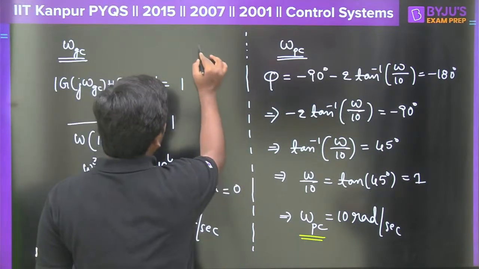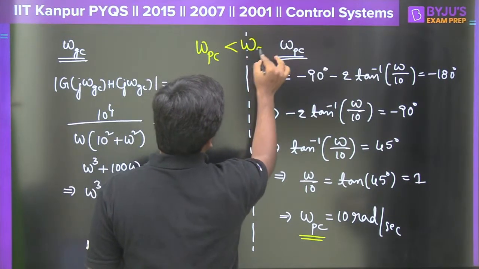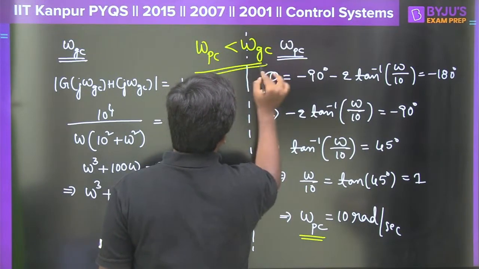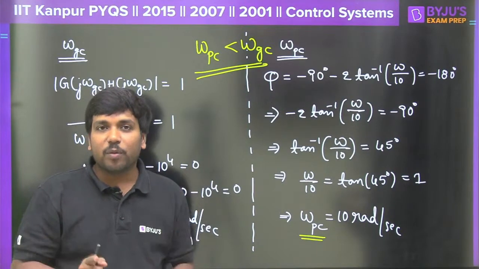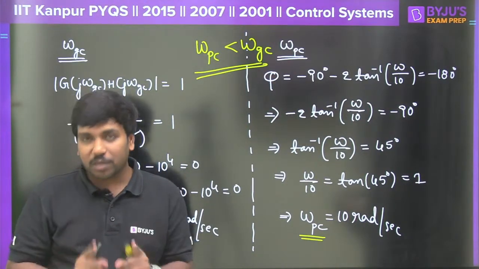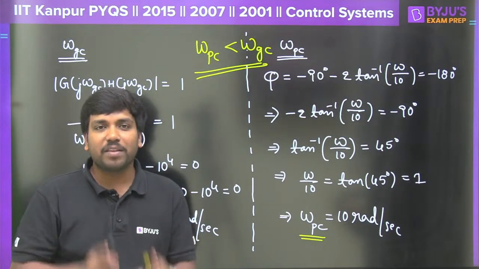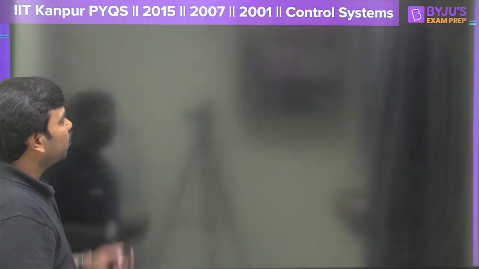It's clearly showing that omega PC is actually less than omega GC here, correct? So omega PC is less than omega GC, which means the closed loop system is going to be unstable. If the closed loop system is unstable, then gain margin and phase margin both will come negative. Let us see how it is. So let's move ahead.